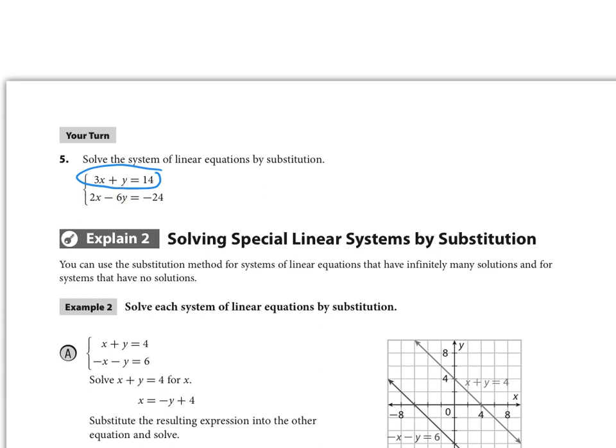If I subtract 3x on both sides of that equation, then we end up with y is equal to 14 minus 3x. So y is equal to this thing, which means I can substitute that thing in for y. So that's going to go into the other equation. Instead of 2x minus 6y equals negative 24, it's 2x minus 6 times this thing right here equals negative 24. So I'm going to write that down.